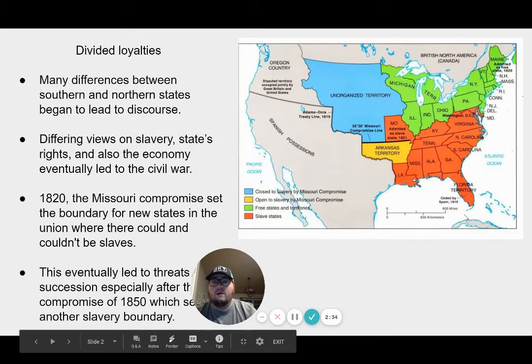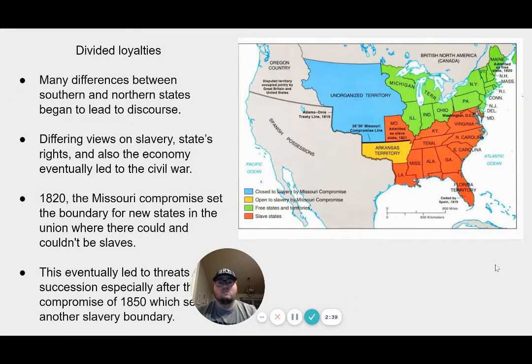Many differences between southern and northern states began to lead to discord. Discord in a sense means disagreement. So we've got to take ourselves back into these times in American history. The South just went on their own with most things. They didn't want Northern help, and if they did, they didn't really accept it every now and again.